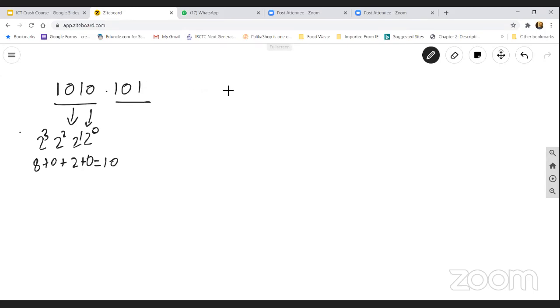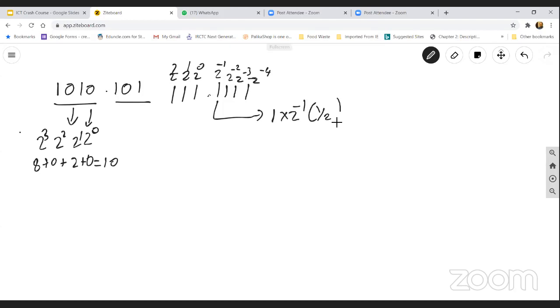Kindly wait, ma'am. If we take 1, 1, 1, then 0.1, 1, 1, now we have to understand. Before the dot these are 2 power 0, 2 power 1, and 2 power 2. After the dot these become 2 power minus 1, 2 power minus 2, 2 power minus 3, 2 power minus 4. 1 into 2 power minus 1 is nothing but 1 by 2 or 0.5. So 1 into 0.5 is 0.5 only.